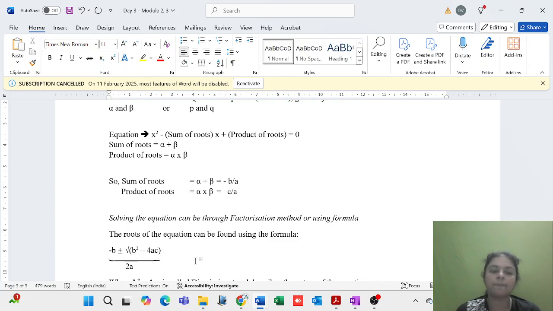Now, remember, this formula has 2 values. One is plus, one is minus. So, if you put plus and solve the formula, you will get 1 root. And if you put minus and solve the formula, you will get another root. So, the formula for the 2 roots is given: minus b plus or minus root of b square minus 4ac, by 2a.